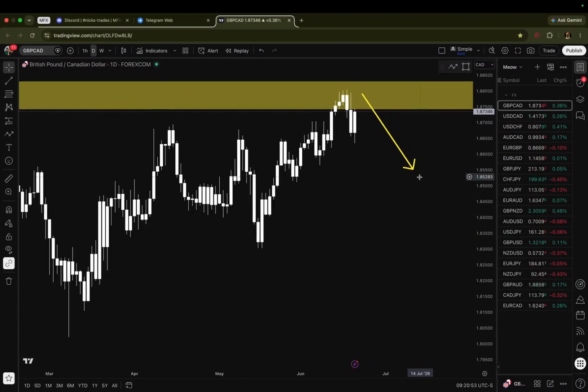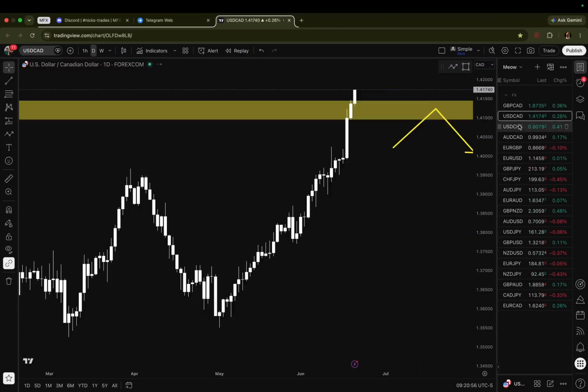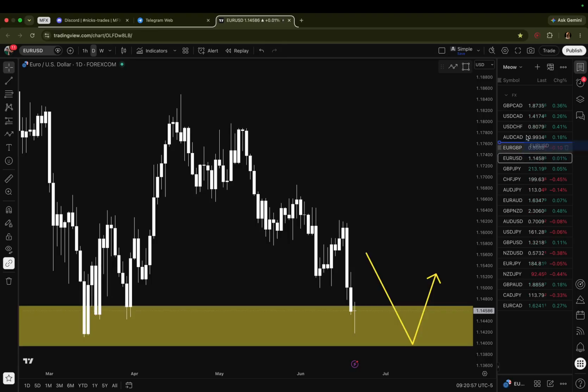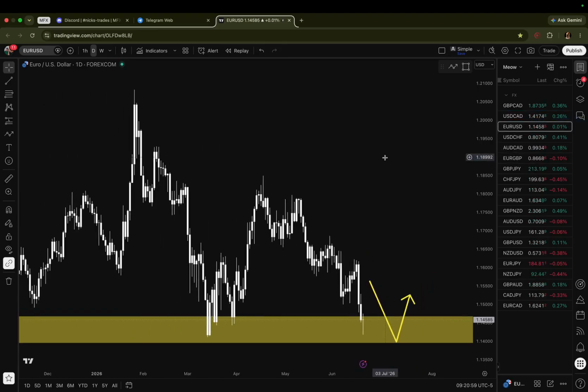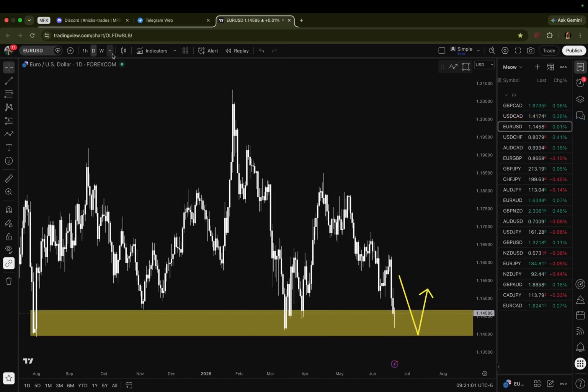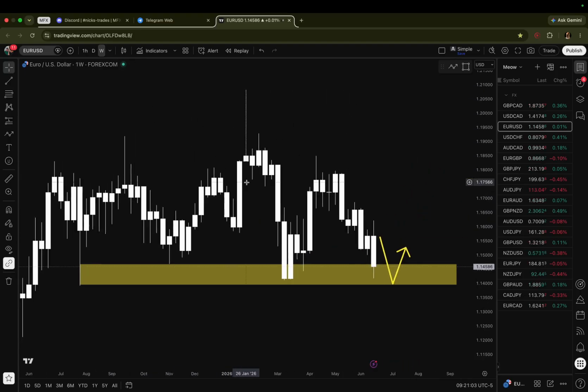So for GBP CAD, I don't really see anything we should be doing here. So another trade that I have that's setting up right now that I think I'm probably going to be entering, and I might even enter it right now here in this call, is Euro USD. So on the weekly chart, we have a nice clear zone here. I did get my alert triggered last night.